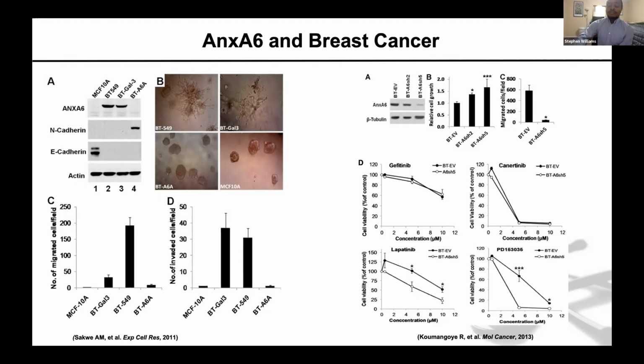Then, followed up in 2013, our lab also showed that when you take the cells that do express annexin-A6 and you downregulate them, you change their cancer phenotype. When you downregulate annexin-A6, these cells show rapid growth and their migratory or invasive property is depleted. But interestingly, we see that this downregulation of annexin-A6 is sensitive to EGFR-approved TKIs, bringing your attention to lapatinib and PD-153, which were the most sensitive compounds used in this particular study.